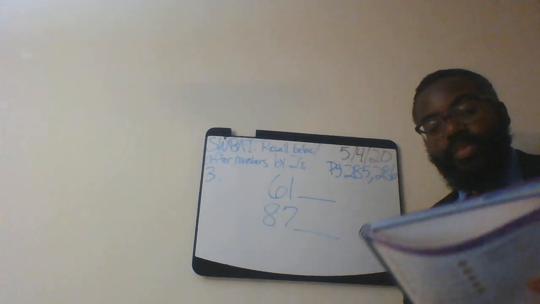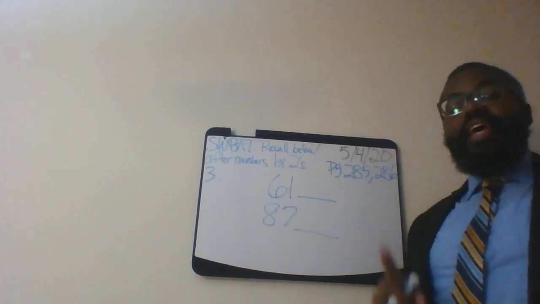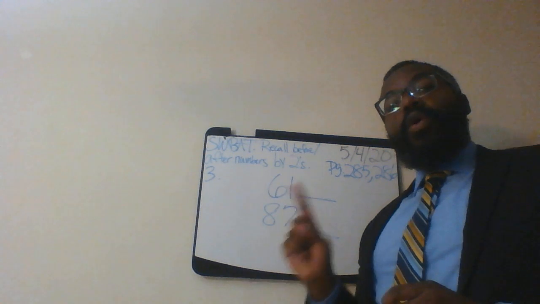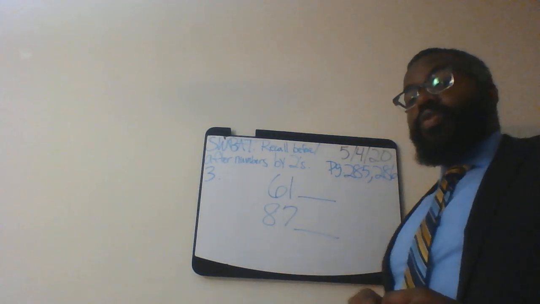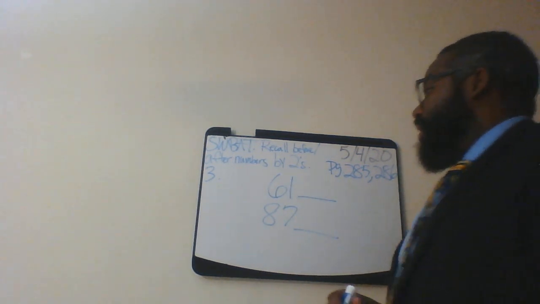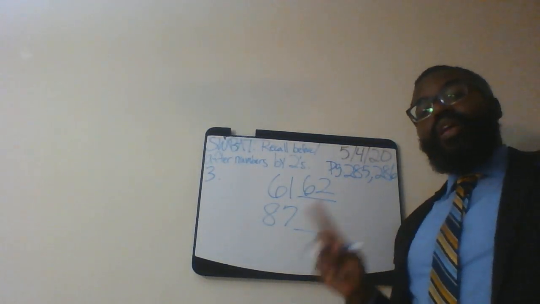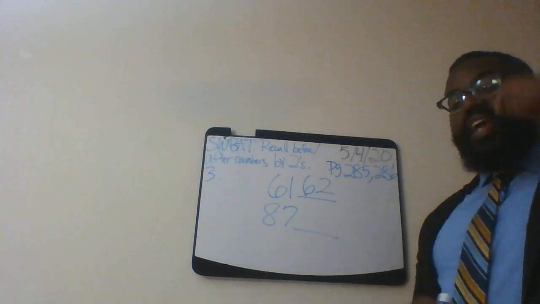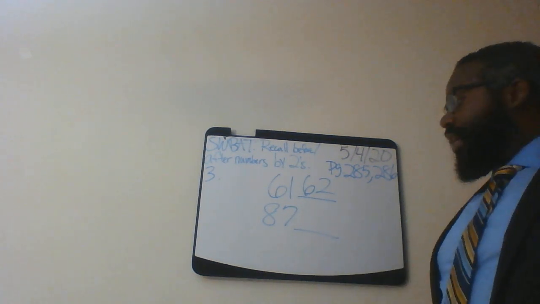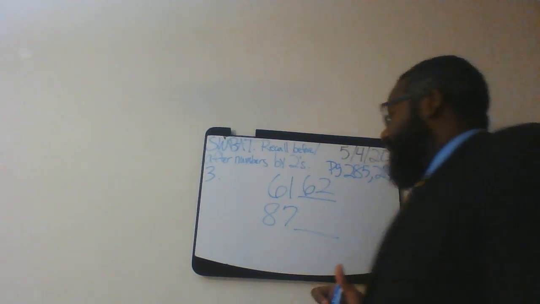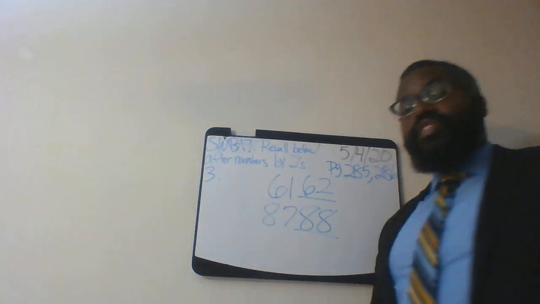As you move on, number 3 wants you to write the number that is 1 more. Let's look at 61. What is 1 more than 61? 62. Awesome. Let's look at 87. Now, this is in the 80s family. What is 1 more right after 87? 88. Awesome job. You're doing very well. So that's how you solve the problem.